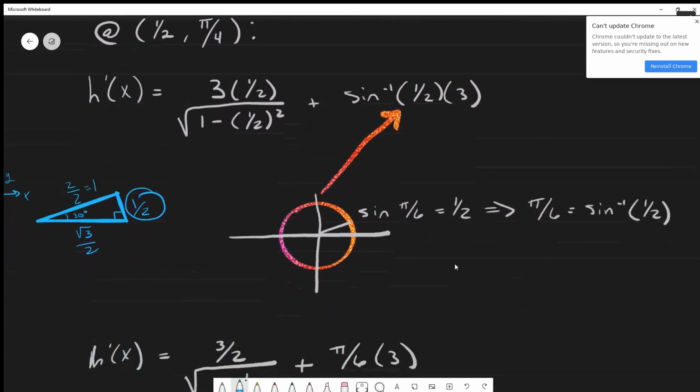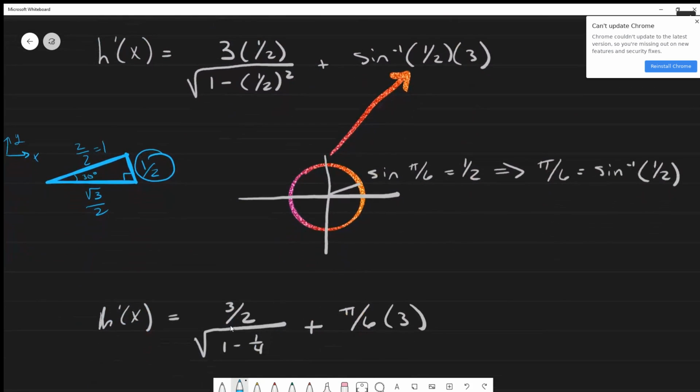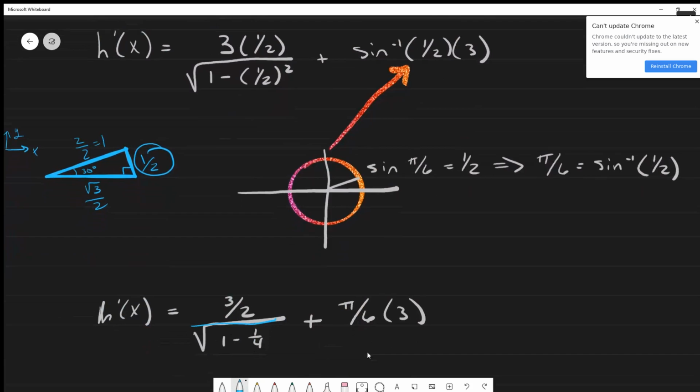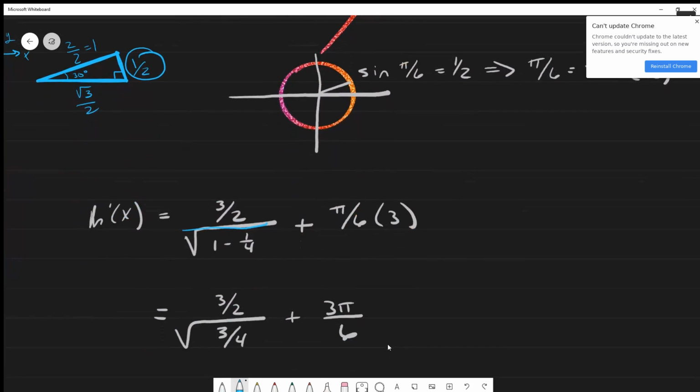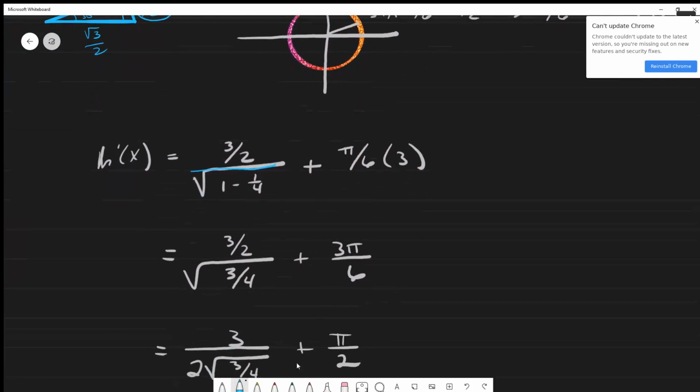So if we keep going, we can plug that in. We'll get 3 over 2 divided by the square root of 1 minus 1/4, and that will be added to pi over 6 times 3. We can keep going. We'll get 3/2 over the square root of 3/4, which is 1 minus 1/4, plus 3 pi over 6. Now this reduces, 3 pi over 6 reduces to pi over 2.